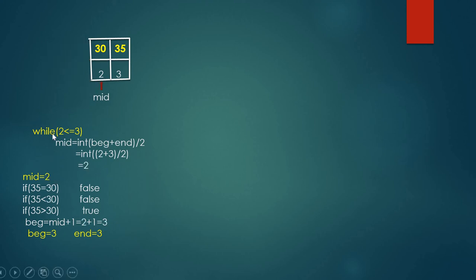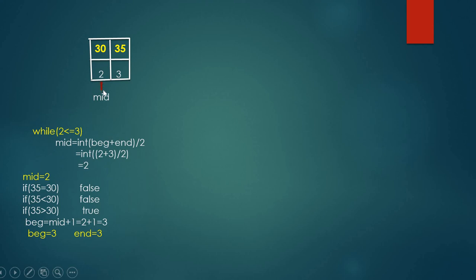Next iteration, while beginning is less than or equal to 3, that is 2 less than or equal to 3, this is true. Again, we find the mid. Mid is equal to 2 plus 3 divided by 2, that is 5 by 2. The integer part of 2.5 is equal to 2. Mid is equal to 2. Then 2 means this is the mid one.